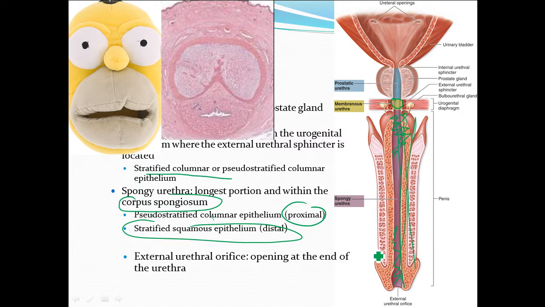And then you have the external urethral orifice, which is the exit of the urethra. And you notice how as it gets closer and closer to the outside, it becomes stratified squamous epithelium. It's there, once again, to protect the urethra from the outside environment.